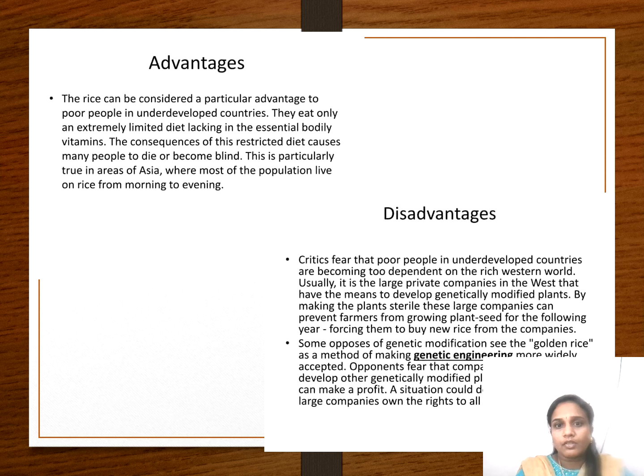Disadvantages. Critics fear that poor people in underdeveloped countries are becoming too dependent on the rich Western world. Usually, it is large private companies in the West that have the means to develop genetically modified plants.